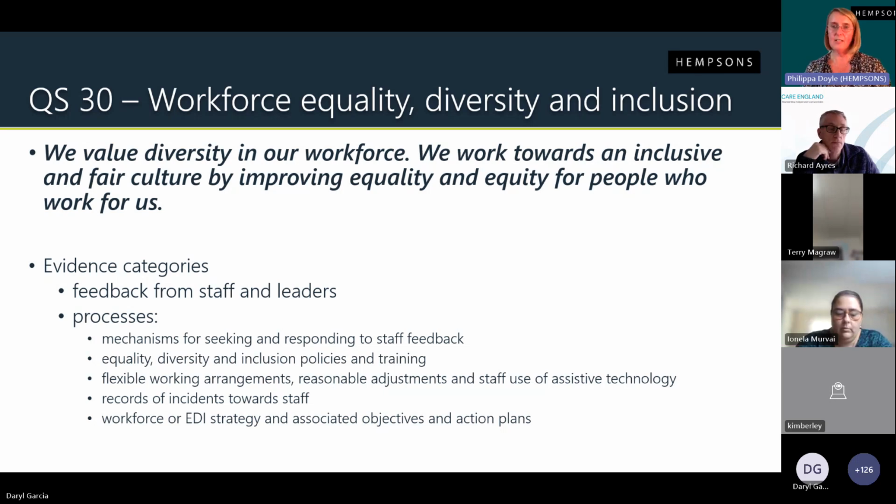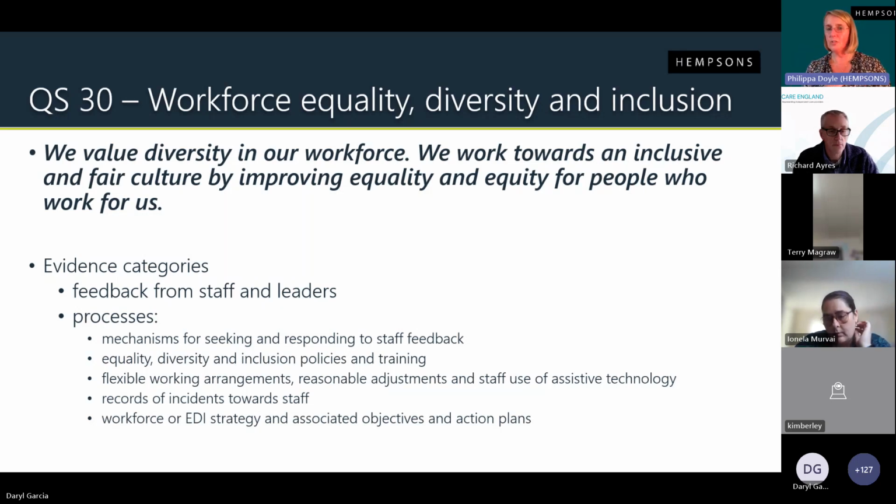So we've got our evidence categories again that CQC are looking for. So that's going to be feedback from staff and from leaders within the organisation. And then the processes, again, is going to be very much a focus on mechanisms for seeking and responding to staff feedback. So that's been a bit of a theme on all of these quality statements that we've looked at. They're going to look at your equality and diversity and inclusion policies and training. They'll look at what flexible working arrangements you've got.